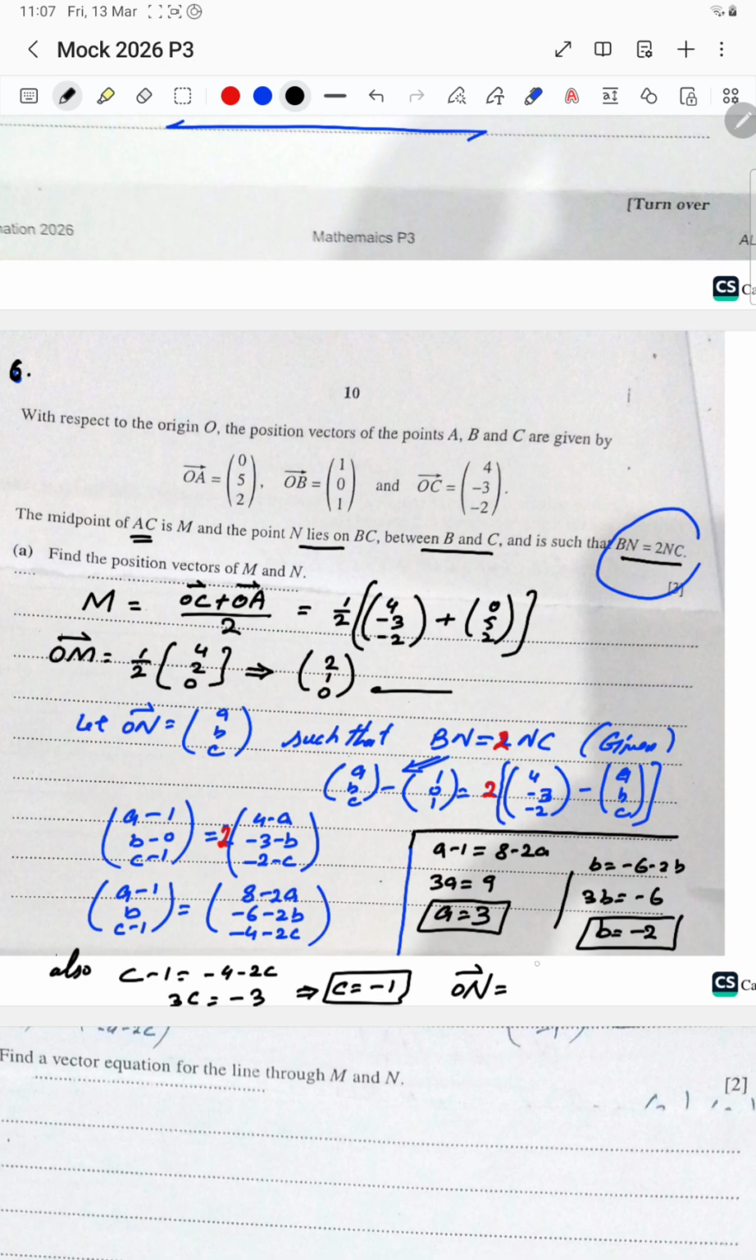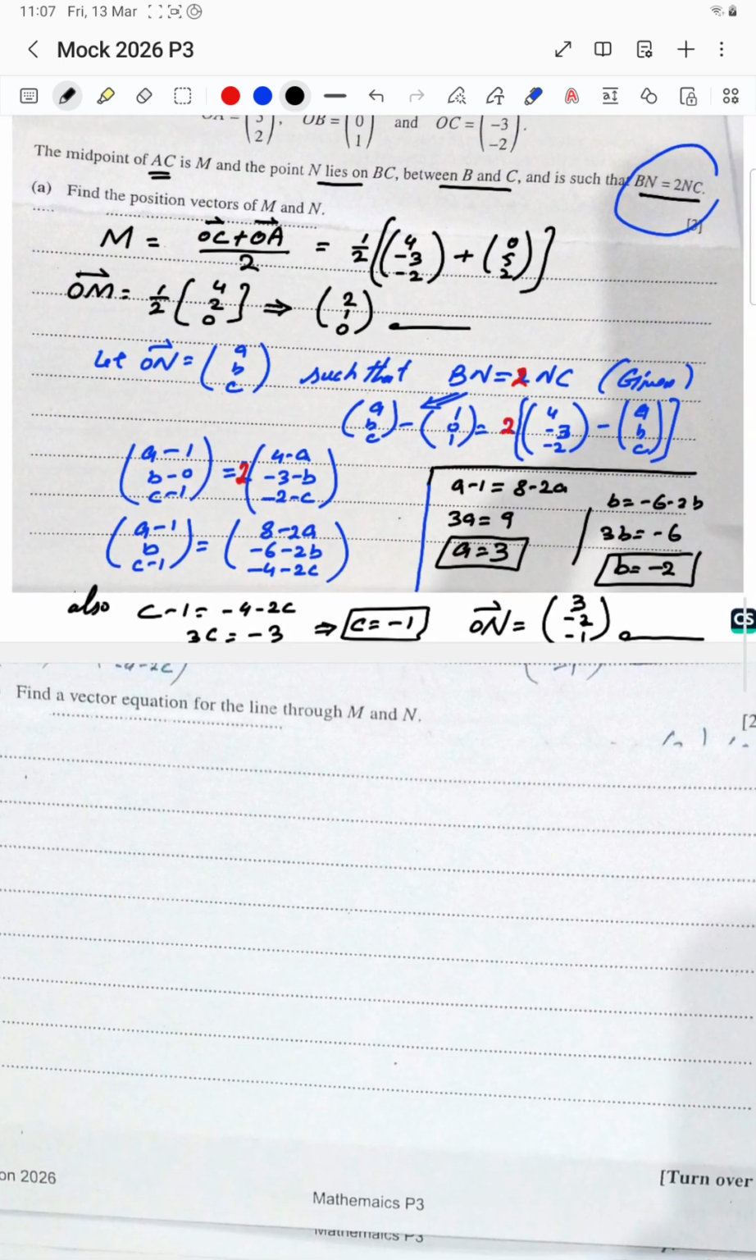Therefore ON comes to be (3, minus 2, minus 1). Let me write it again: (3, minus 2, minus 1). I hope this is clear. So this is the first part we did.